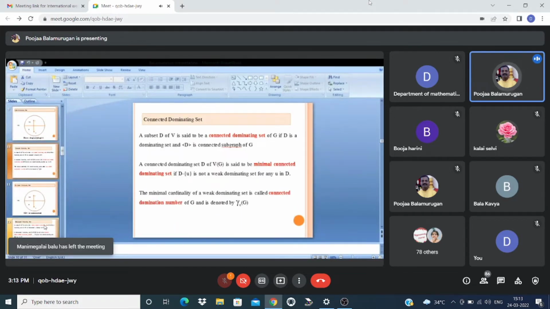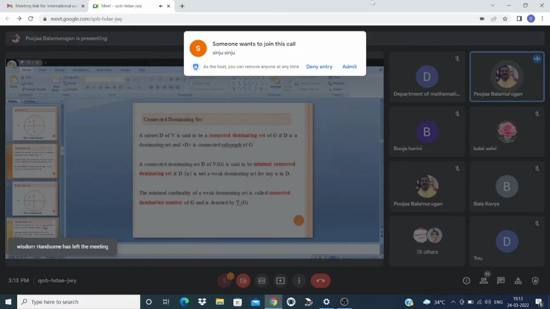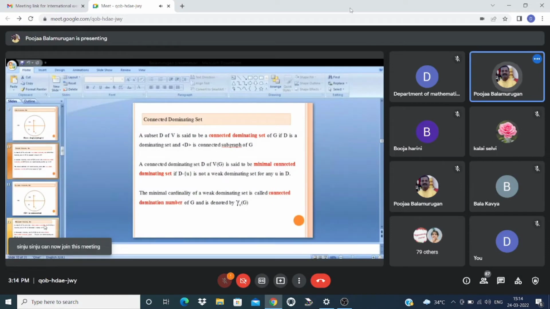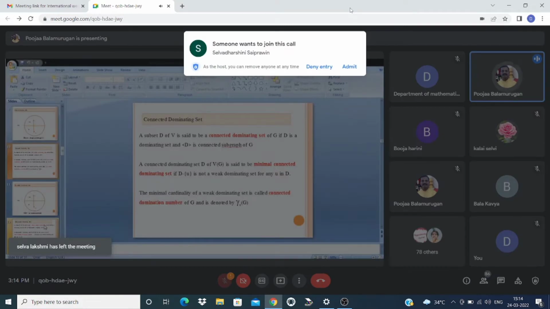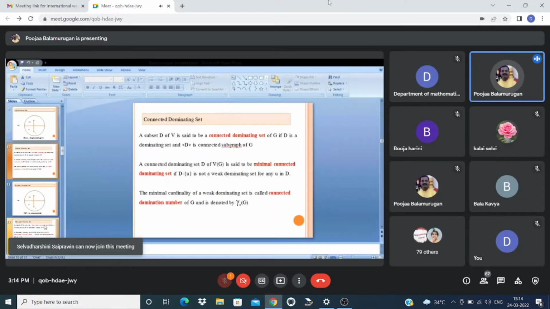So it is a connected dominating set. The connected dominating set is also defined by Dr. E. Sampath Kumar, I think. A subset D of V is said to be a connected dominating set of G if D is a dominating set and the induced subgraph on D is a connected subgraph of G.